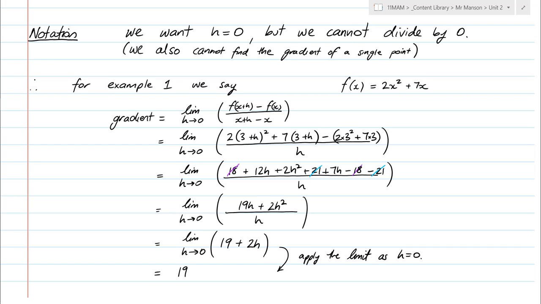Now we substituted 3 in at this point. So this gives us the gradient at x equals 3, but only at x equals 3. We are going to build up the gradient function otherwise in a second, so the generalised gradient function in a moment. Is anybody writing this down?